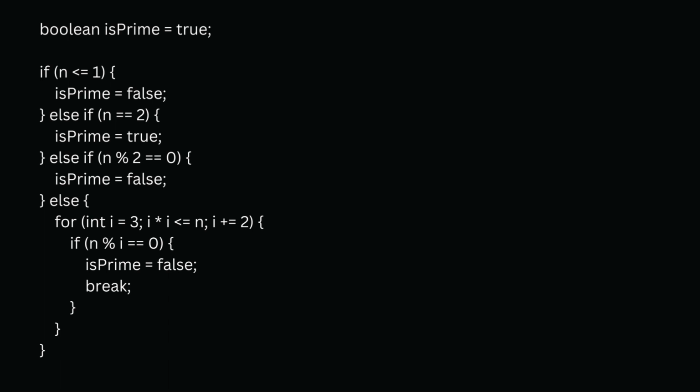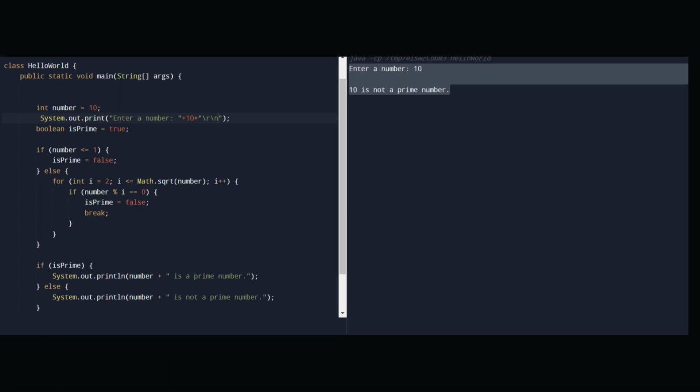We only need to check up to the square root of the number to save computation. If the number is divisible by any value between 2 and the square root of the number, we set isPrime to false and break out of the loop. When you run this code, you'll find out whether the entered number is prime or not.